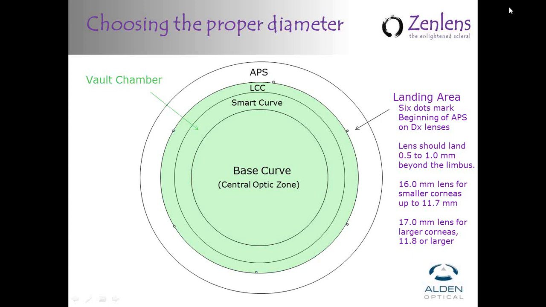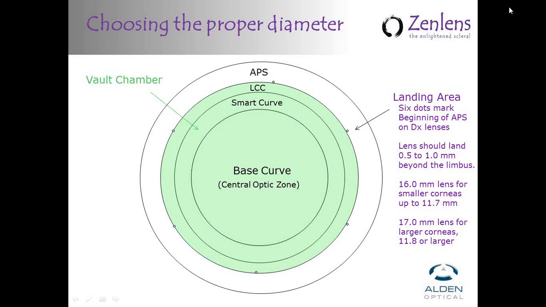So when we chose the diameter and therefore the optic zone, the width of the smart curve and the limbal clearance curve, where we had in mind that lens was to land was very specifically designed to fit certain corneal diameters. So we have to stick with the rule that if the corneas are 11.7 or smaller, we want to fit the 16 millimeter design. It's going to fit the shape of the eye better. It's going to be less apt to decenter than the bigger lens would on a small eye, and it's just made to fit that eye shape better.